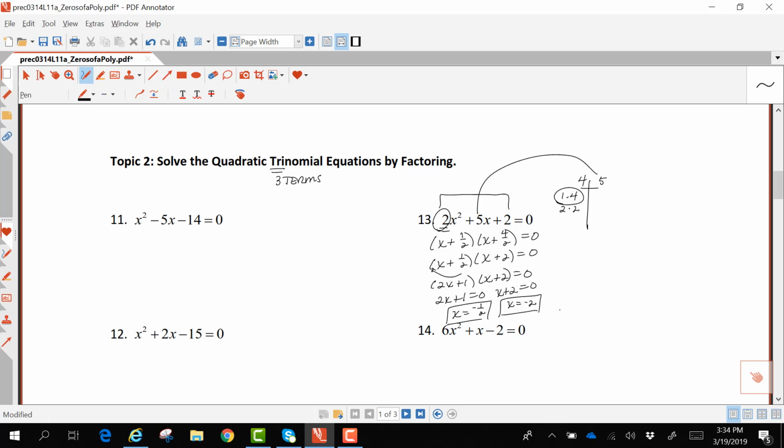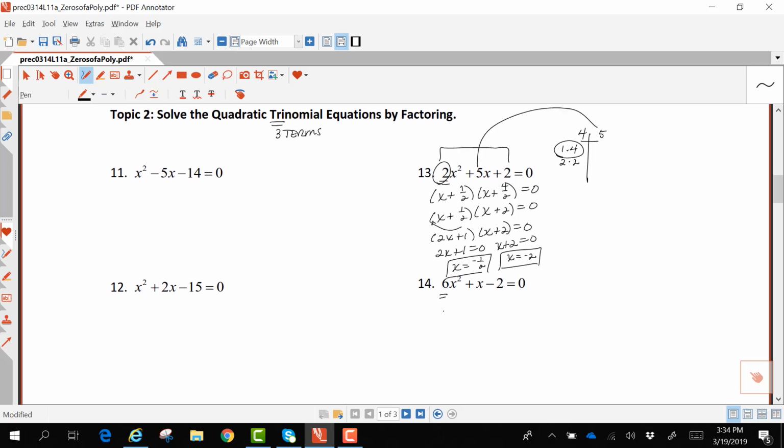I'll practice this again on number 14. My leading coefficient is a 6, so I start with an x plus something over 6, x plus something over 6. Still an equation equal to 0. I build a table where I take the 6 times the negative 2, which is the negative 12, and then the middle coefficient of 1. I list factors of negative 12 until I locate a set that will add to be 1. That set would be a negative 3 and a positive 4.